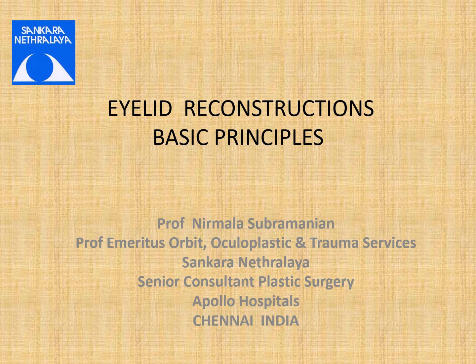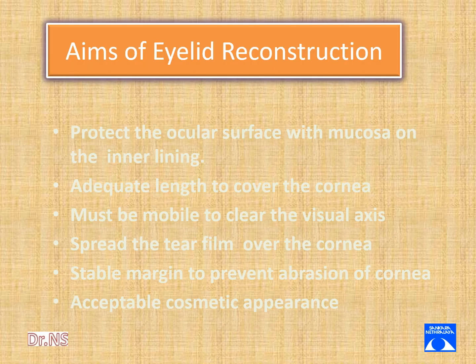Basic principles of eyelid reconstruction. What are the aims? To protect the ocular surface with mucosa on the inner lining, adequate length to cover the cornea, must be mobile to clear the visual axis, spread the tear film over the cornea, stable margin to prevent abrasion of cornea, acceptable cosmetic appearance.